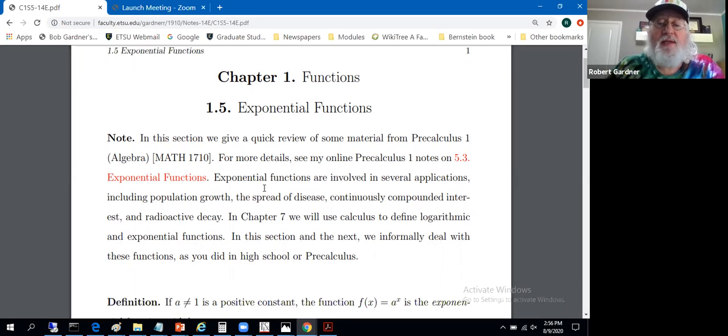We'll deal with these again in chapter 7 in a cleaner way when we define log and exponential functions using calculus. But for now, we'll take a pre-calculus approach to exponential functions. And we'll see a handful of applications involving population growth, spread of disease, continuously compounded interest, radioactive decay is a big thing for exponential functions. We'll certainly do an example to illustrate that.